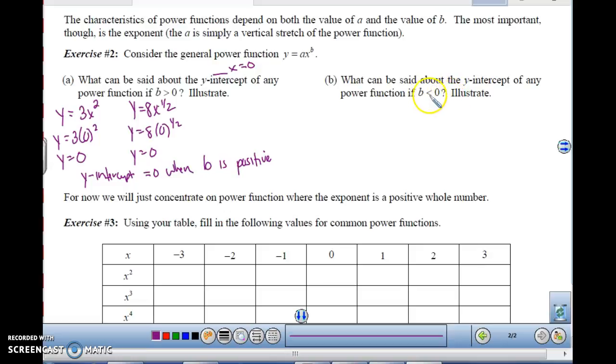Okay, now what if b is negative? B is less than 0. All right, so let's use 3x to the negative 2, for example.